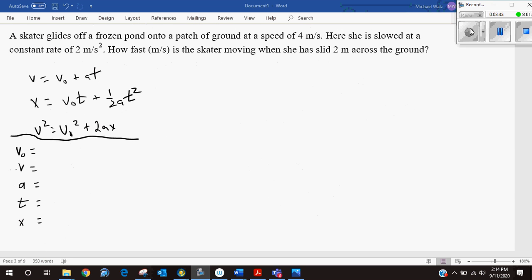Okay, so let's do this again. This is getting fun. A skater glides off a frozen pond onto a patch of ground at a speed of 4 meters per second. Here she is slowed at a constant rate of 2 meters per second squared. How fast is the skater moving when she has slid 2 meters across the ground?